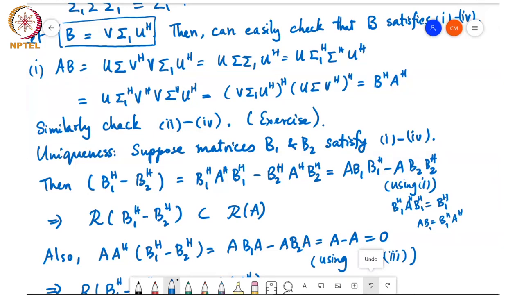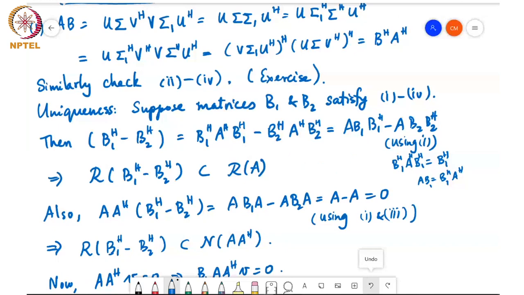Okay. So I have B1 Hermitian A Hermitian, which is equal to AB1. So AB1 B1 Hermitian minus AB2, similarly for this, AB2 B2 Hermitian. So this difference is equal to AB1 B1 Hermitian minus AB2 B2 Hermitian, which is A times (B1 B1 Hermitian minus B2 B2 Hermitian). So the range space of B1 Hermitian minus B2 Hermitian is a subset of the range space of A, because you can write it as A times a matrix. So these columns will have to lie in the column space of A.